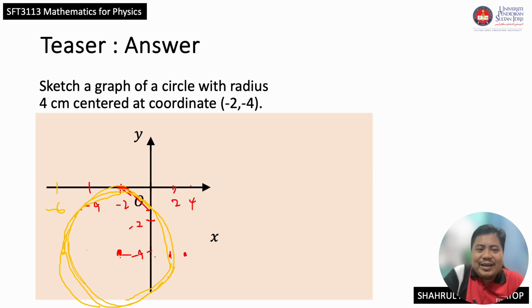So the equation of the circle is r squared equal to (x plus 2) squared plus (y plus 4) squared, which is 16.